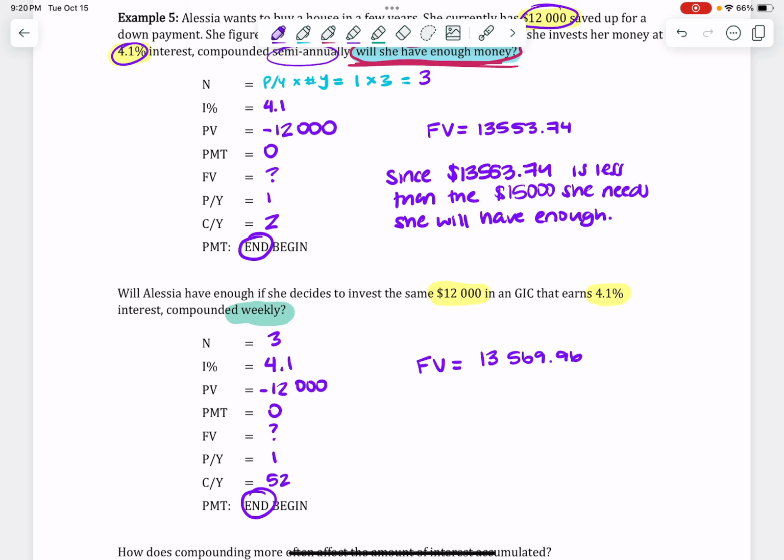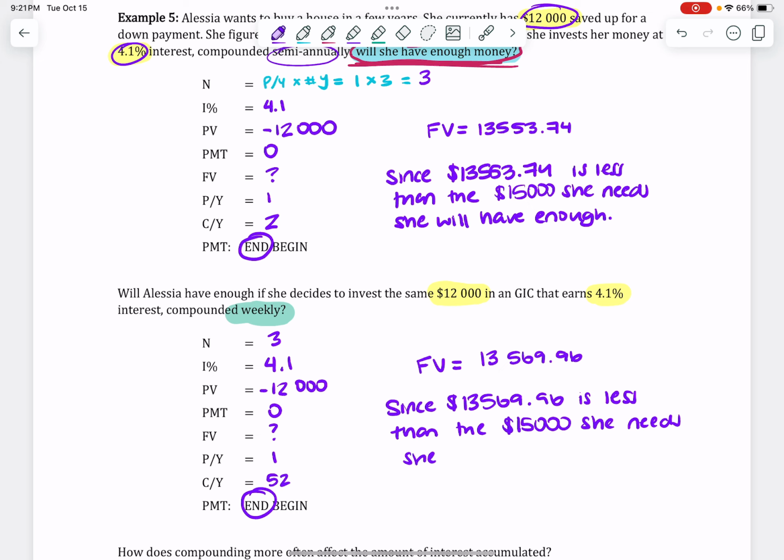I still want to answer the question. I'm going to do it in the exact same phrasing. Since $13,569.96 is less than the $15,000 she needs, she will not have enough.